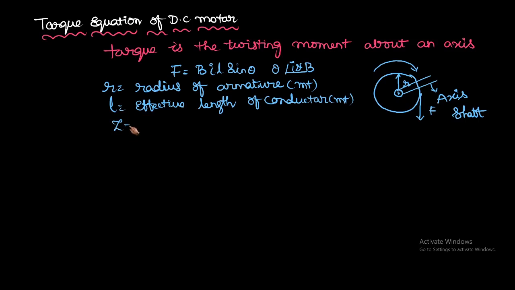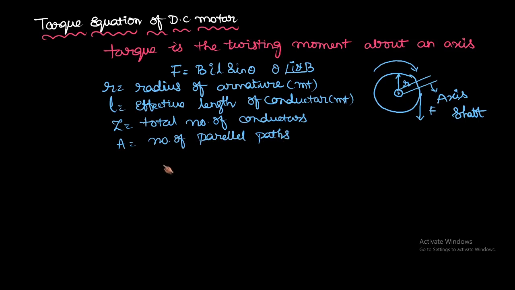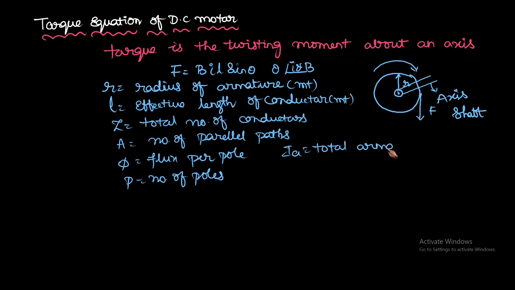Z is the total number of conductors. A is the number of parallel paths. Phi is the flux per pole. P is the number of poles. And IA is the total armature current.